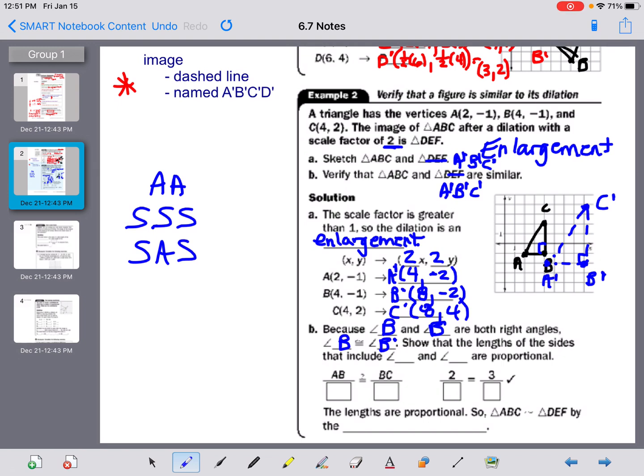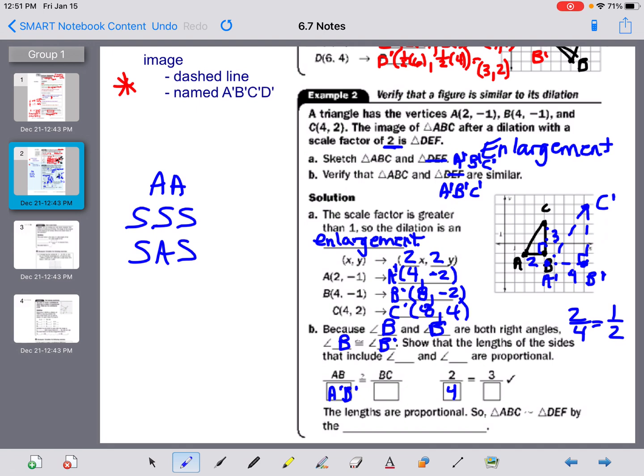Okay. So now we need to see if the sides around them are proportional. Okay, so it looks like I need to talk about AB and then A prime, B prime. So AB is, I can count that because it's horizontal. Count the spaces, it's 2. Okay, A prime, B prime down here, I count between them 1, 2, 3, 4 spaces. Okay, so I get 4. Well, 2 over 4 reduces to 1/2, right?